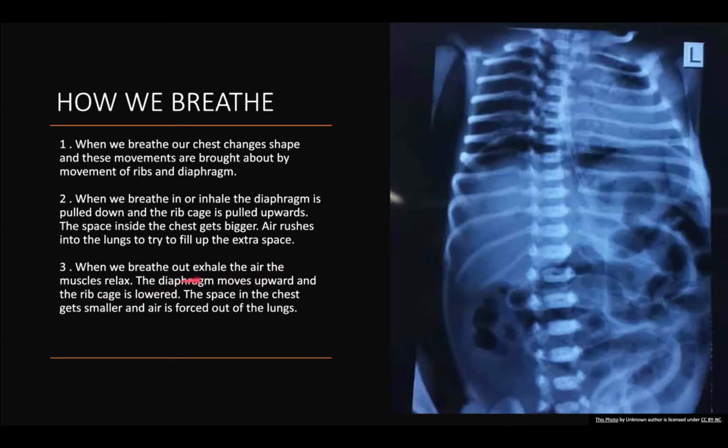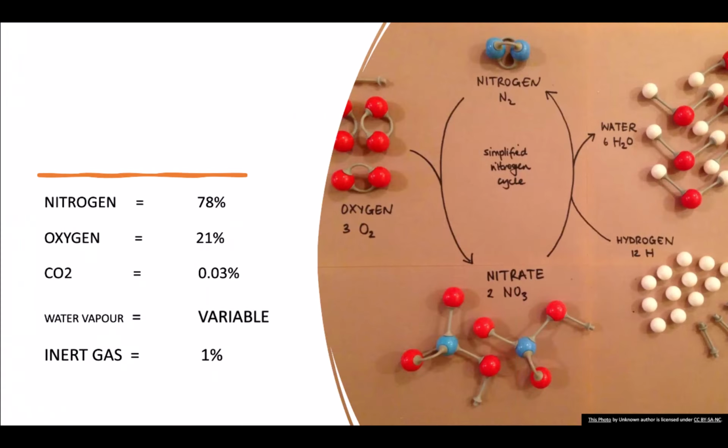When we breathe out, or exhale, our muscles relax. The diaphragm moves upwards, and the rib cage is lowered. The space in the chest gets smaller, and the air inside the chest is forced outside the lungs.